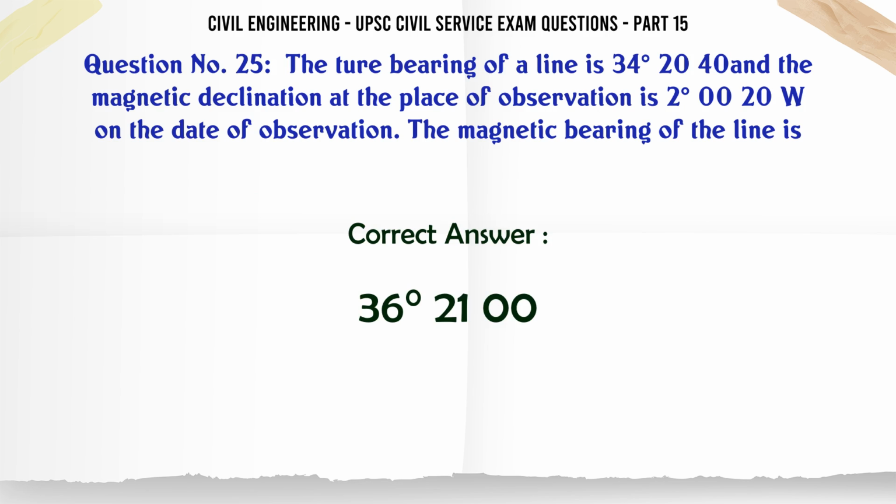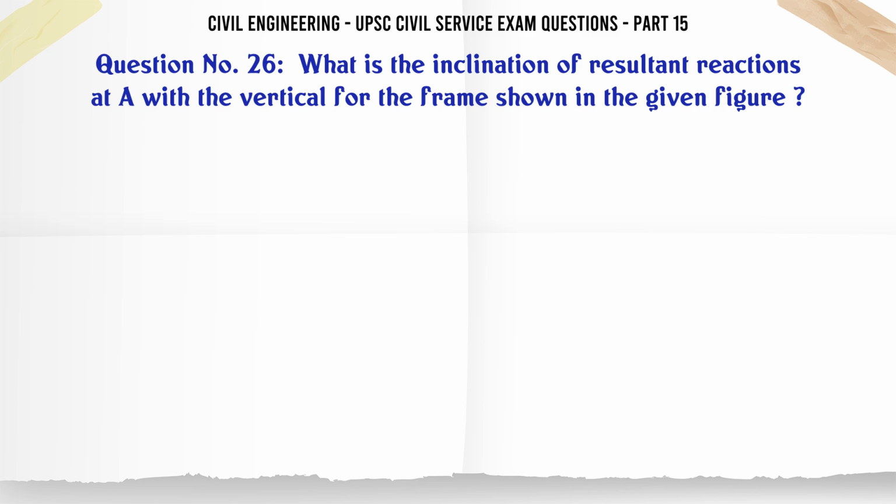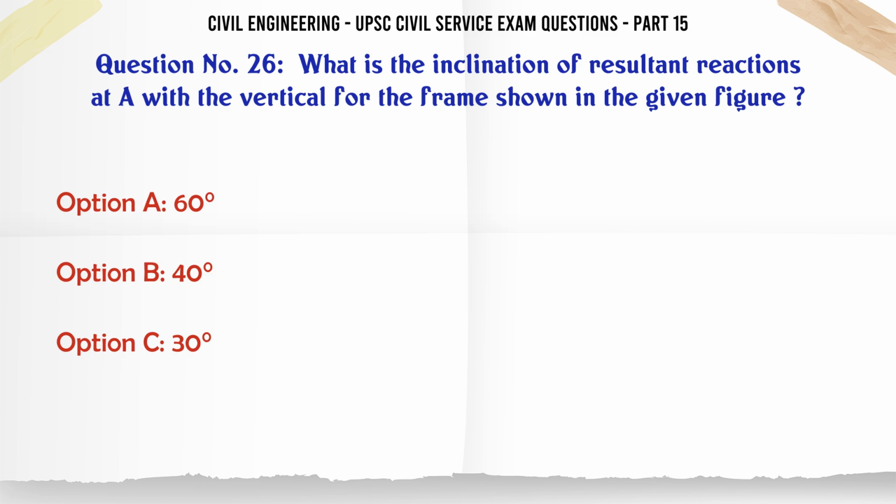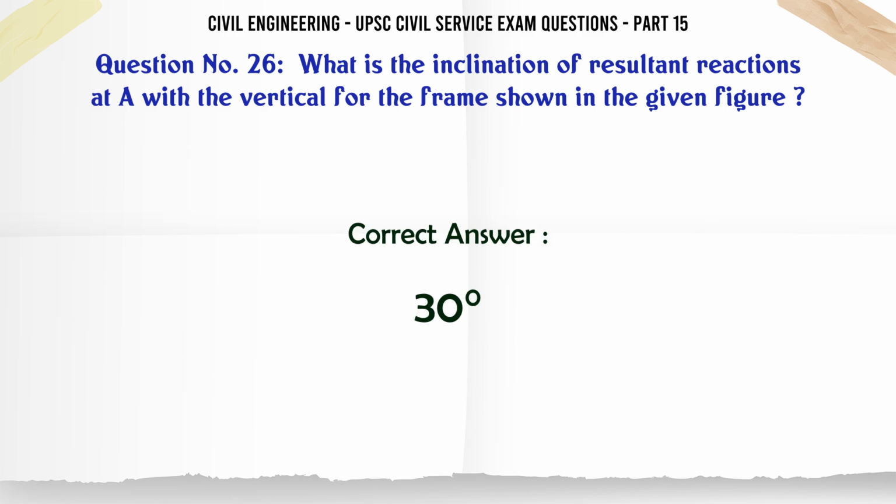36°21'00''. What is the inclination of resultant reactions at A with the vertical for the frame shown in the given figure? A. 60, B. 40, C. 30, D. 50. The correct answer is 30.